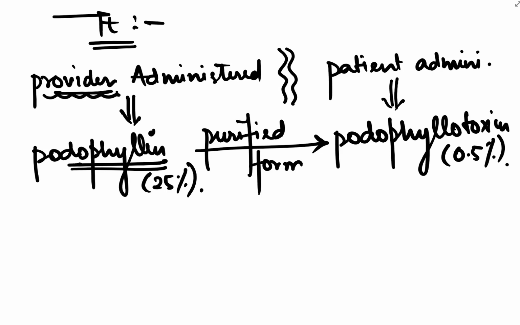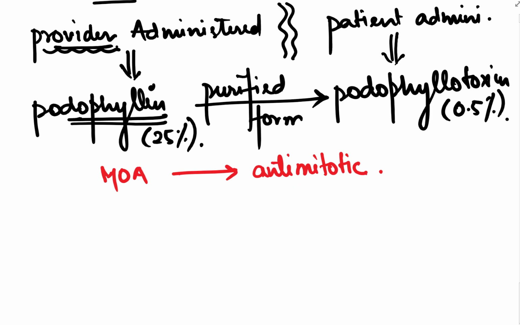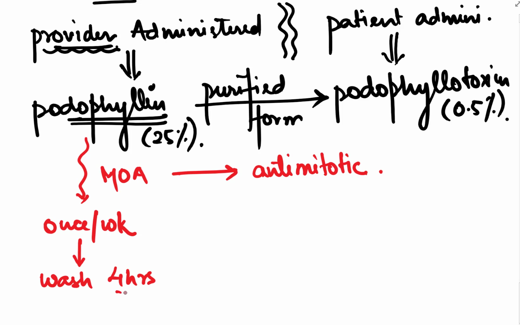Now here you need to remember few things, like what is the mechanism of action. So mechanism of action for these is anti-mitotic. Now for podophyllin we do once a week application. So these are topical agents. We apply over the lesion once a week and then ask the patient to wash the lesions after 4 hours.